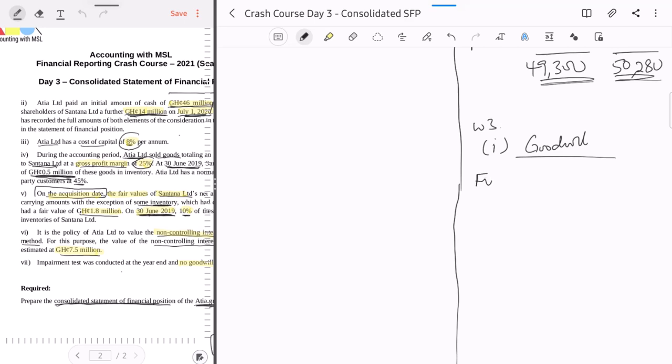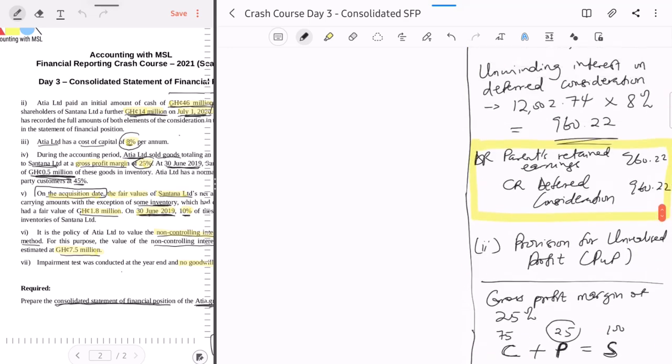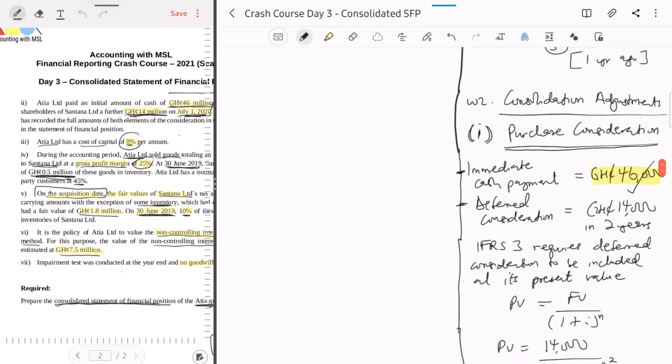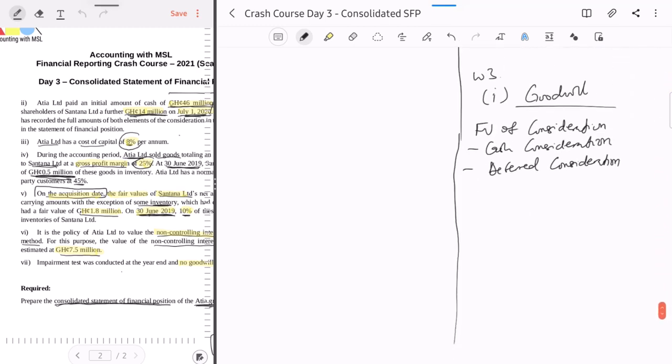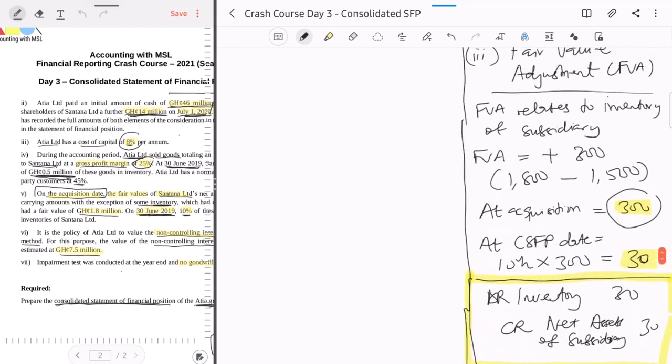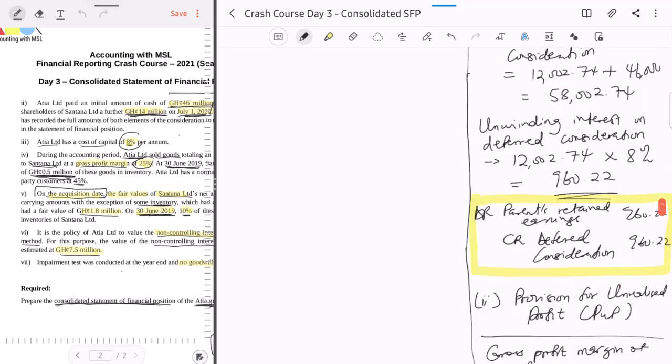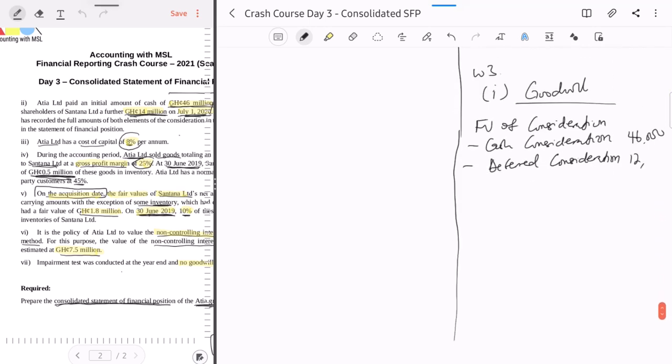So fair value of consideration, if you remember in this question we have two components of consideration, so we can just say cash consideration, and the next is deferred consideration. So let's come up and pick our figures. Cash was what? 46,000, right? Then we had 12,002.74. Okay. I meant 46 million anyways. Right, so 46 million, I mean in thousands. And the deferred figure was 12,002.74.